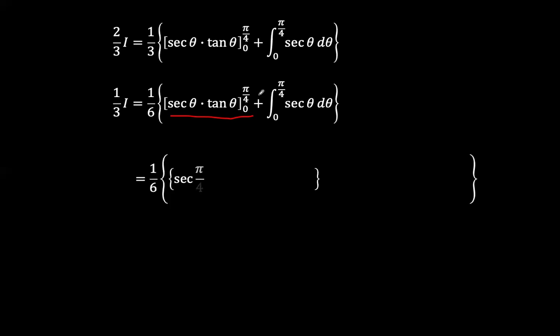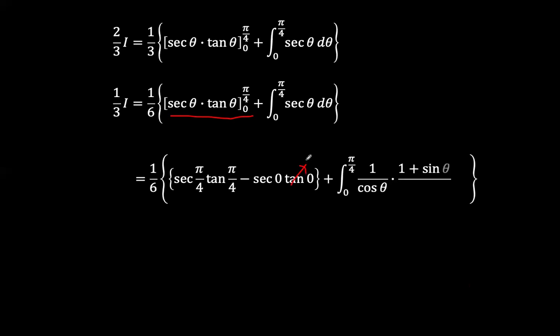Now we can just apply the limits, sec pi over 4 tan pi over 4 minus sec 0 tan 0. Tan 0 is 0, so 0 times sec 0, which is 1, this entire thing goes to 0. Okay. Now sec pi over 4 is square root of 2. Tan pi over 4 is 1, so this is going to be root 2.